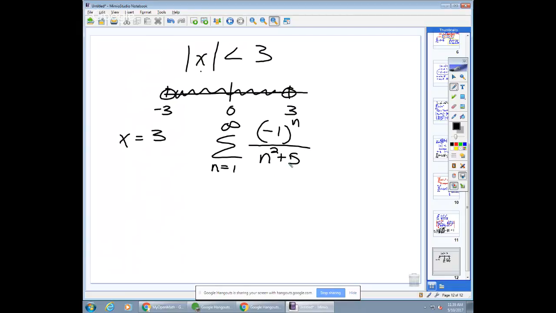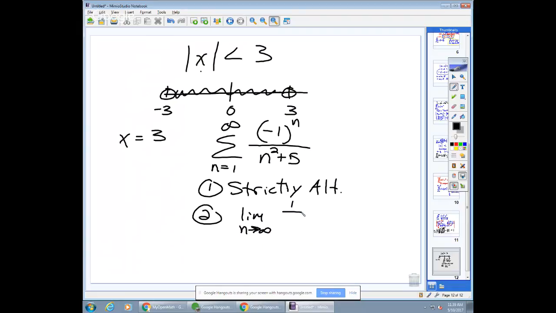Okay, what are some observations about this guy here? It's strictly alternating. And if I ignore the alternating part, the limit as n gets big of 1 over n squared plus 5, that sucker's 0. So this thing must converge.